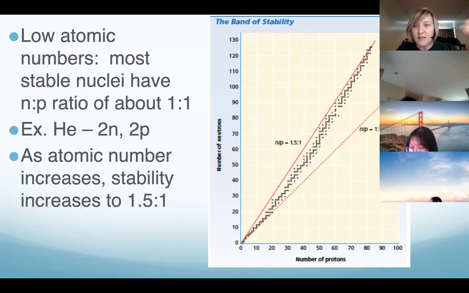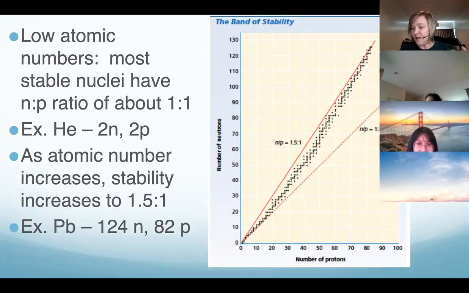So as atomic number increases, we're going to increase from a ratio of 1 to 1 to a ratio of 1.5 to 1. And remember, the 1.5 is for neutrons, 1.5 neutrons to 1 proton. Examples of the 1.5 range are around lead, which has 124 neutrons and 82 protons, 1.5 to 1.